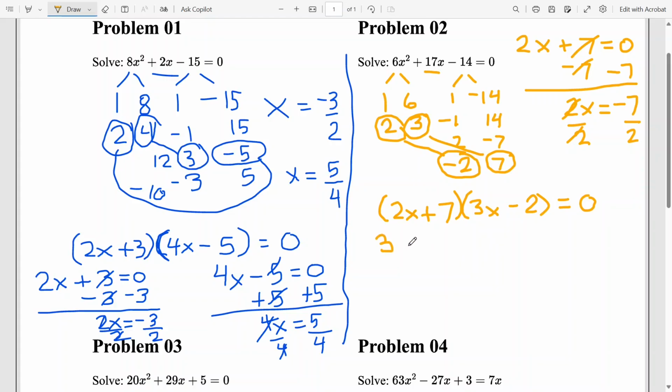Now I'll also set 3x minus 2 equal to 0. We'll add 2 to both sides.